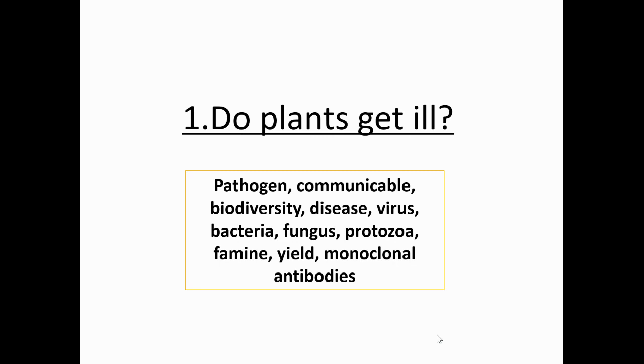The keywords for today's lesson are pathogen, communicable, biodiversity, disease, virus, bacteria, fungus, protozoa, famine, yield, and monoclonal antibodies. Now, with the triple science topics, a lot of the time there is overlap with other topics. So you may notice monoclonal antibodies crops up in another topic.